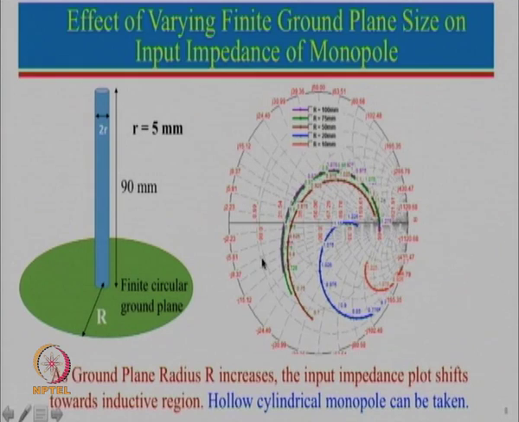So here we have shown various cases, from a very small ground plane to a little larger ground plane, and in the next slide we will show you even much larger ground planes, almost tending towards infinity. But let us see what we are noticing. As the ground plane radius r increases, the input impedance plot shifts towards the inductive region. So this is for an extremely small ground plane, then it is shifted over here, then over here, and then it is shifting like this.